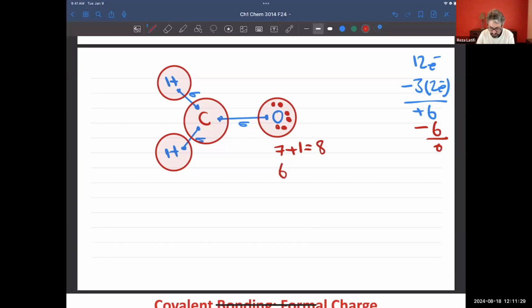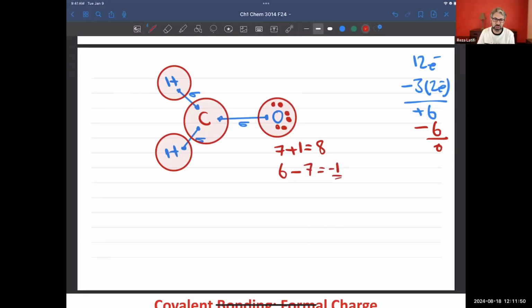How about the formal charge for oxygen? Oxygen is a group 6. So it's supposed to have 6 electrons, but clearly it has 1 more. And now, how many electrons inside the circle do we see? We see 7 of them. So oxygen has minus 1 charge.